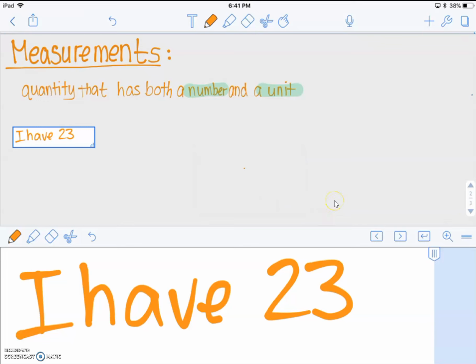Do I have 23 computers? Do I have 23 goldfish? Do I own 23 dogs? Do I water 23 plants every day? The list is pretty much endless. You have to have a unit as well as that number in order for a measurement to make sense.